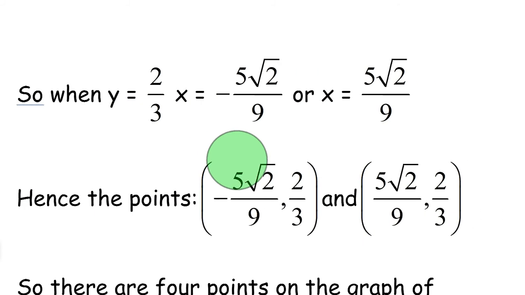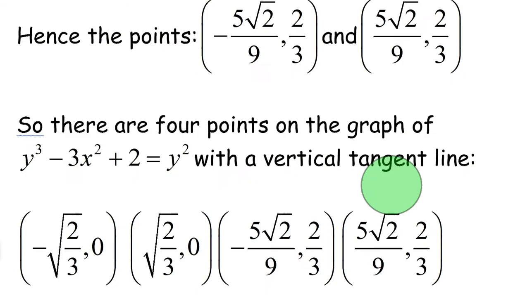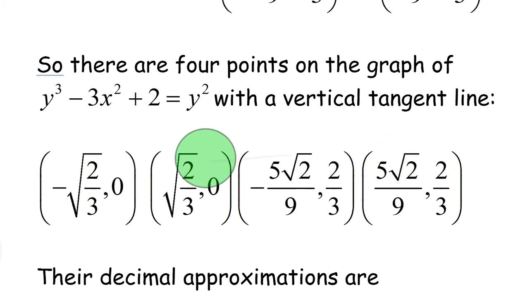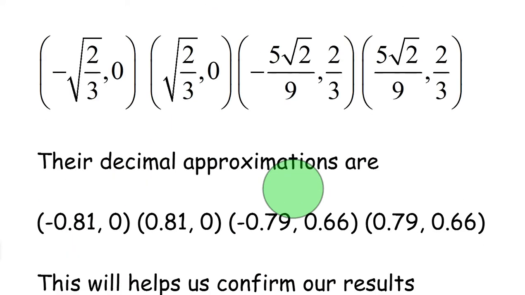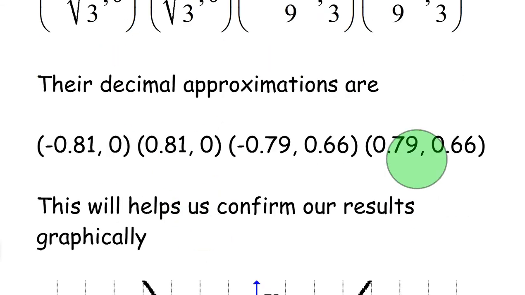That means when y is 2/3, these are our x values, and we have 2 more points where we have a vertical tangent line. Now that we've done that, these are all 4 points where we have a vertical tangent line, and just to refresh your memory, we found them by taking the derivative and figuring out where dy/dx was undefined, namely in this case with the denominator equals 0. Here are the decimal approximations to each of these points. That way we can figure out where they go on the graph.